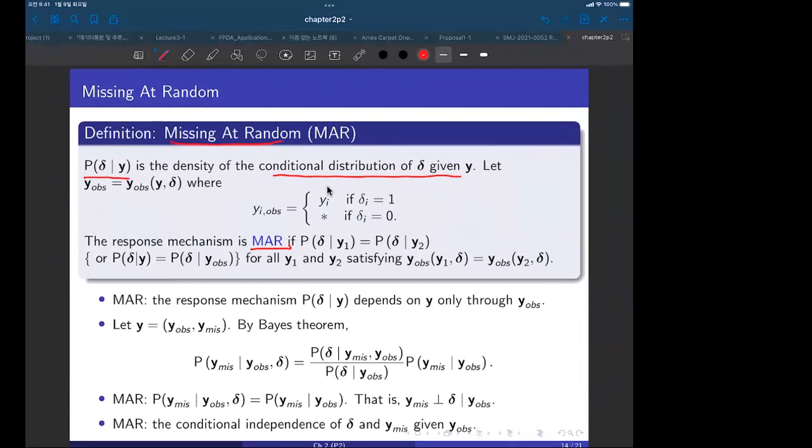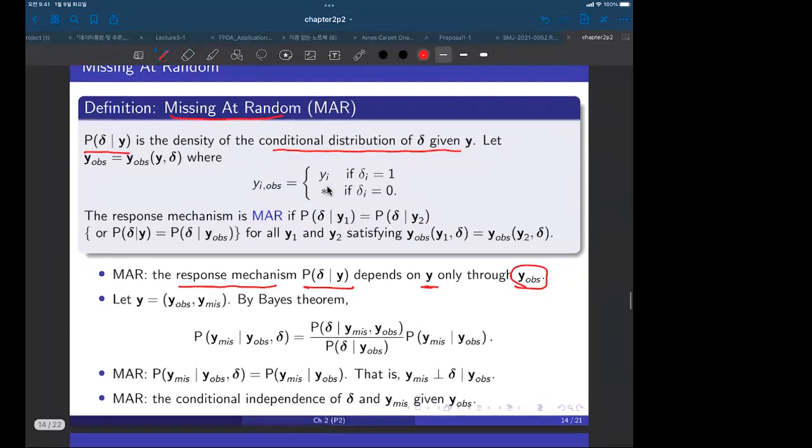if the probability of delta given y1 equals the probability of delta given y2, for all y1 and y2 satisfying the condition. So what does that mean? This may look ugly, but it really means the response mechanism depends on y only through y observation. So what does that mean?